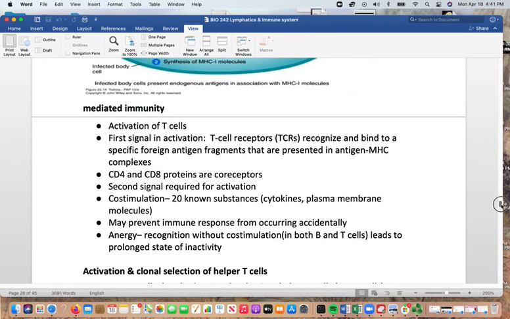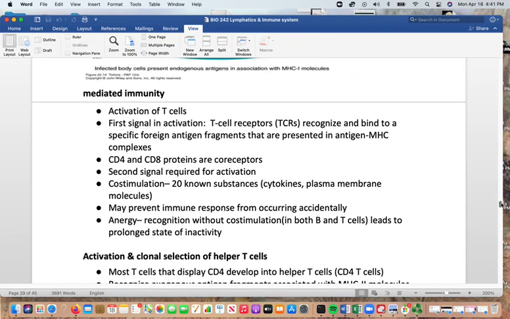So with cell-mediated immunity, we have to activate the T cells. So the first signal in T cell activation is a T cell receptor recognizing and binding to the specific foreign antigen fragments in that antigen MHC complex. So you have CD4 and CD8 proteins that are co-receptors. They need to have a second signal required in order to be activated. We know for co-stimulation there's 20 known substances that can do this. Cytokines and plasma membrane protein molecules are a couple of them.